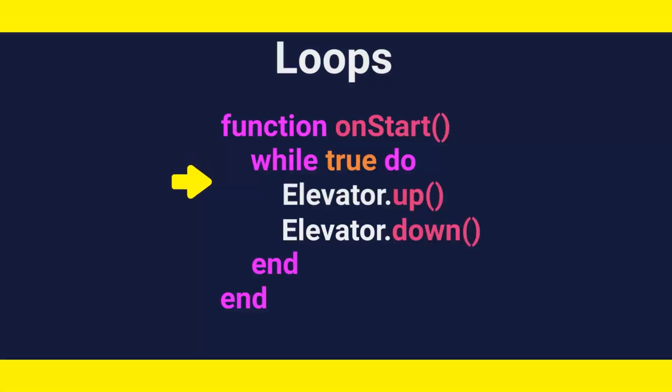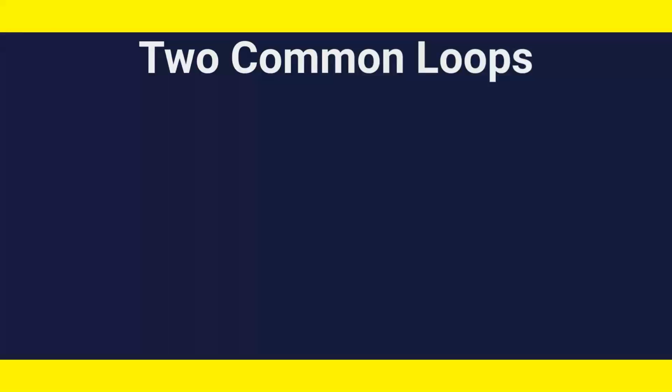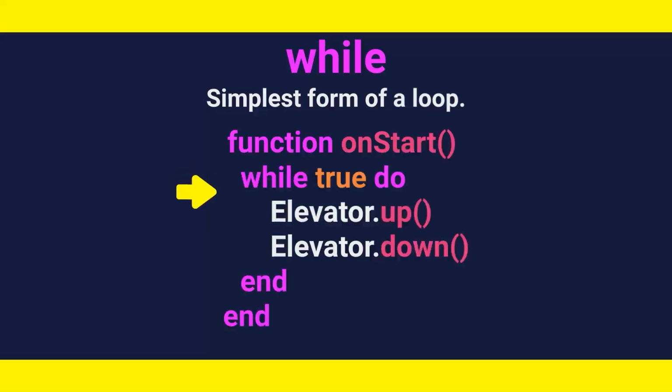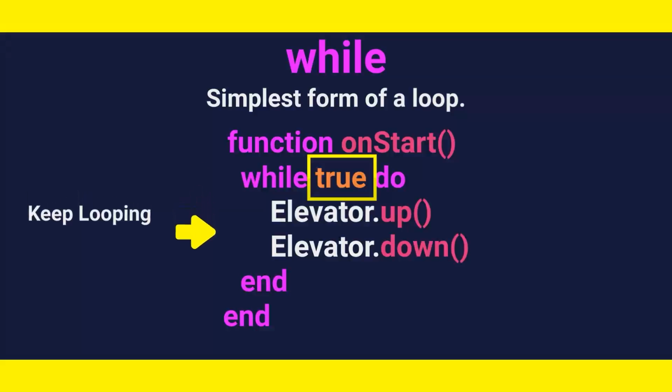The code inside a loop only needs to be written once, but can repeat many times. Two of the most common types of loops are the while loop and the for loop. A while loop is the simplest form of a programming loop. It states that while the result of the condition is true, keep looping.